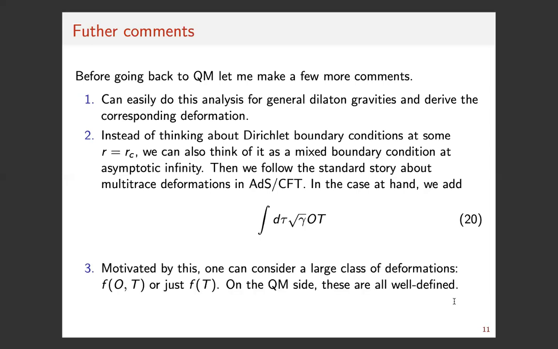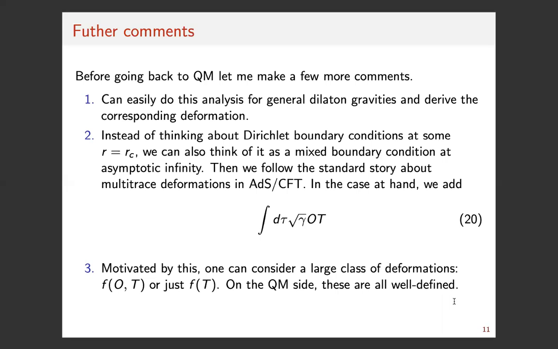And because we're in quantum mechanics, there's actually a much wider class of deformations that you can consider, because factorization kind of comes for free. There's no space, so there can't be any annoying divergences and things like that. And so, in fact, you can consider deformations that are functions of O and T, or just T. And on the quantum mechanics side, these are all well defined. And you might wonder why do we want to do this? That's certainly a good question. There has to be a well defined reason why you want to study this more generally.